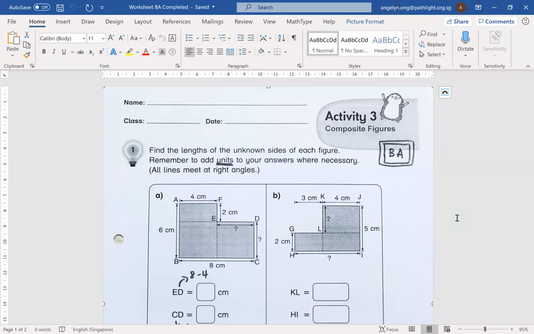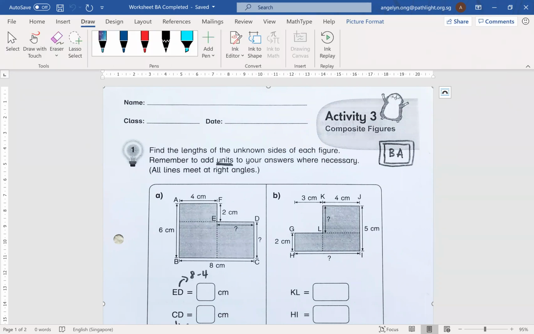We are doing worksheet BA today. Once you've taken it out of your HBR file, write your name, your class, and today's date.